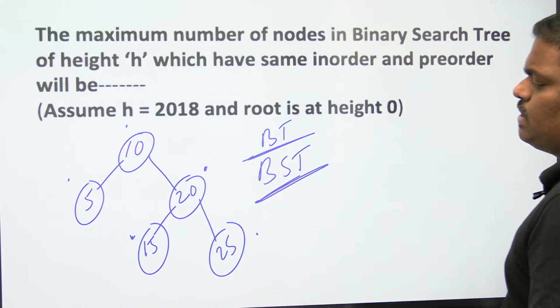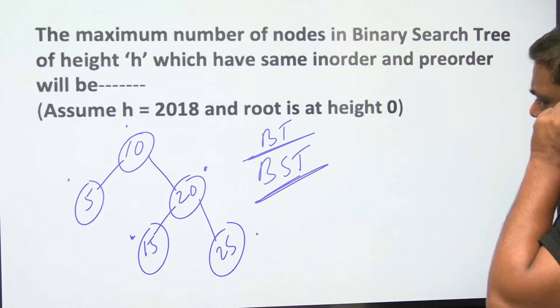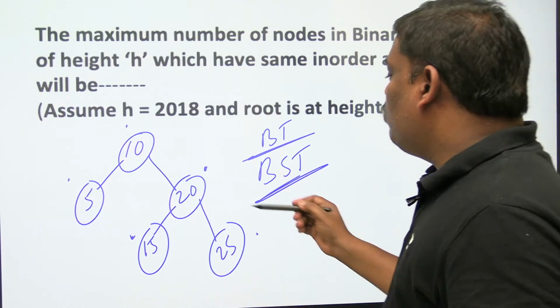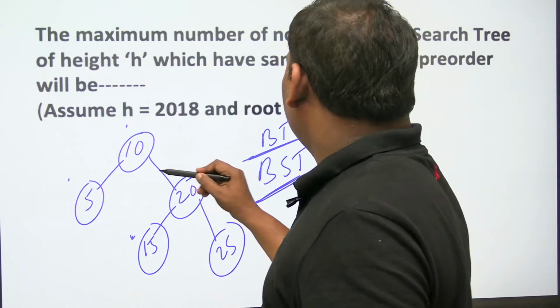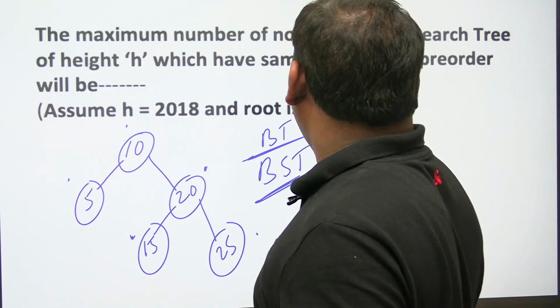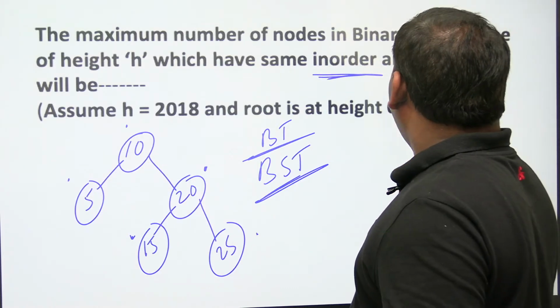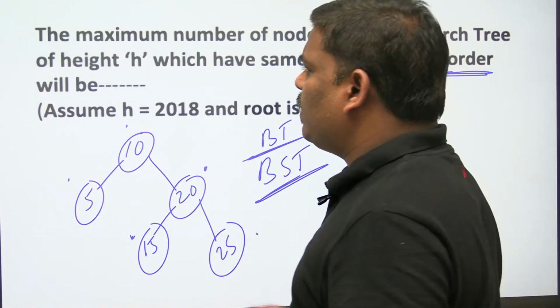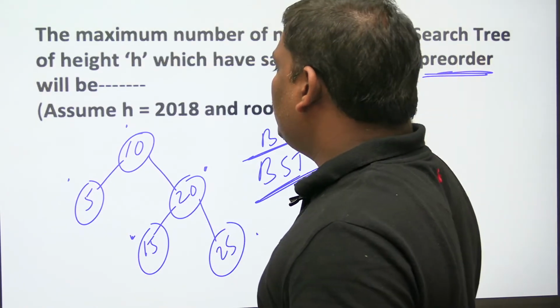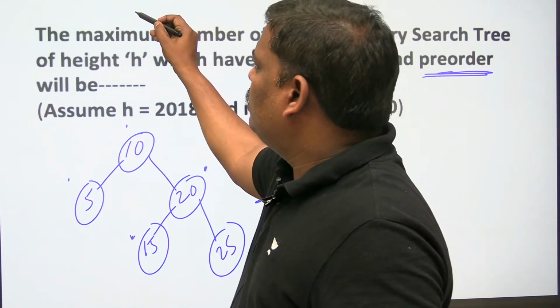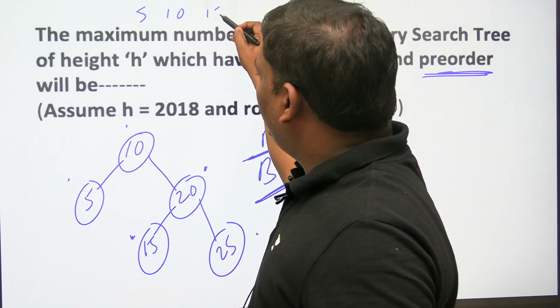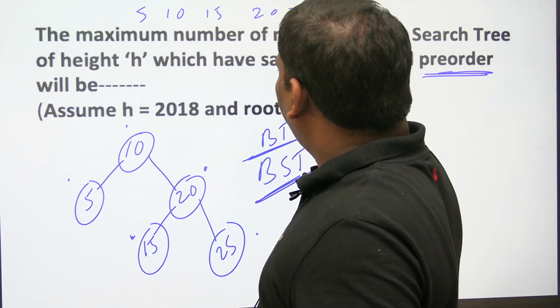It is a BST. Right? And one more in this BST, I think we should know few things. What is that one? In order and pre-order, we should know that. What is the in order for this? Because of it, the BST in order is ascending order. 5, 10, 15, 20, 25.